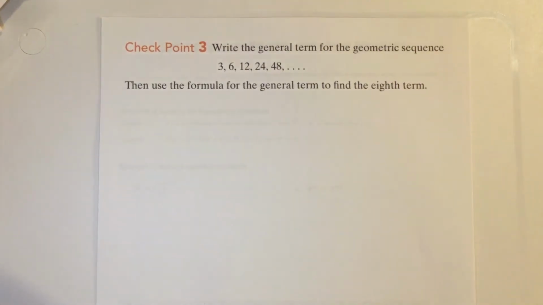Okay, so now we have this example here where it says to write the general term for the geometric sequence. So here all it does is give us our terms, right? 3, 6, 12, 24, and 48. So let's talk about the position of each term.